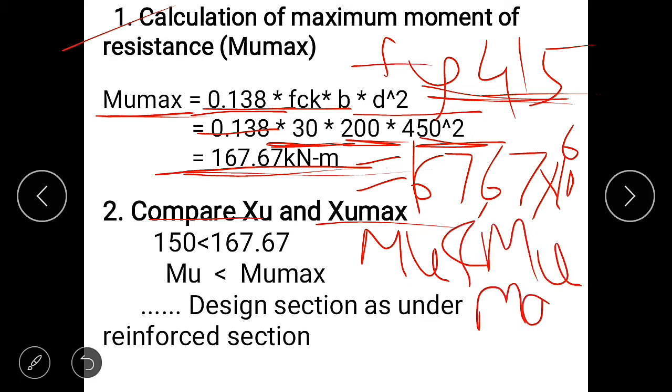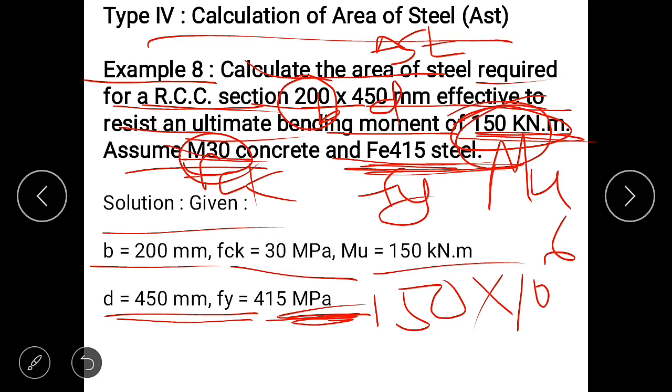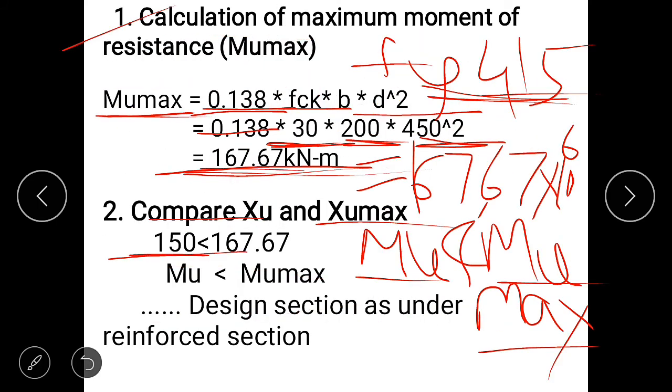Okay, in this numerical we compare Mu and Mu max. Mu is given here as 150, and Mu max we find here as 167.67. So on this also you can consider whether our section is an under reinforced section, balanced reinforced section or over reinforced section. Mu is smaller than Mu max, Mu max is greater. So the design section is an under reinforced section.